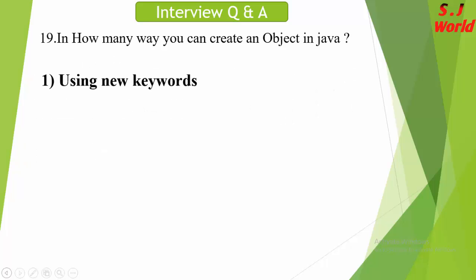How will we do it with the new keyword? Suppose you have an Employee class, then you have to create the object of this class using the new keyword. This is the simple way we always do.